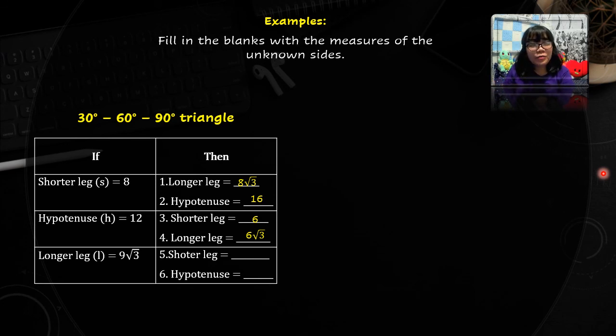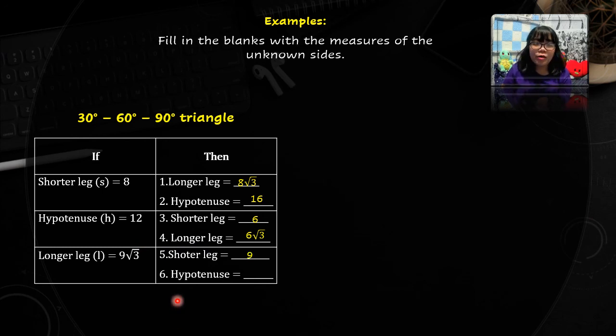And then last one, we have the longer leg. The longer leg is 9 times square root of 3, or 9 square root of 3. So to get the shorter leg, we need to multiply this one by square root of 3 divided by 3. So 9 square root of 3 times square root of 3 divided by 3. So square root of 3 times square root of 3 is square root of 9, and that is equal to 3. Multiply it to 9, that is 27, divided by 3. So we will have shorter leg is equal to 9.